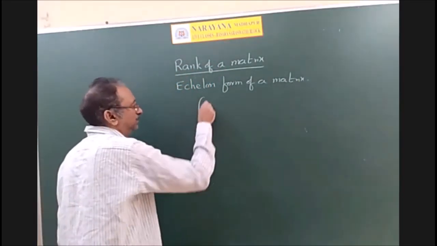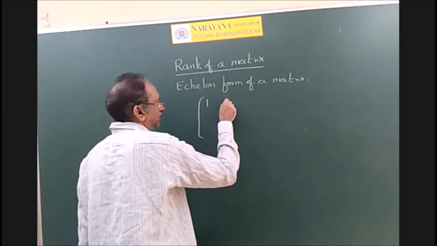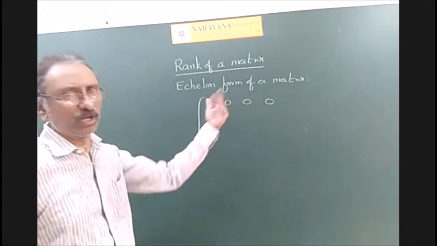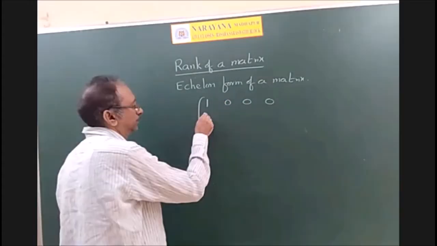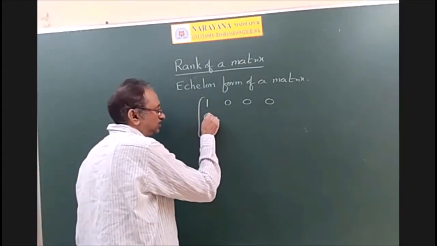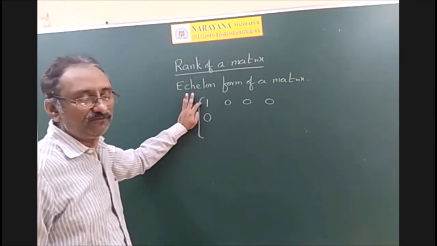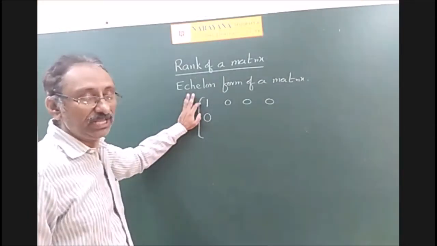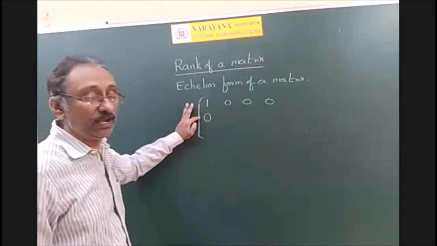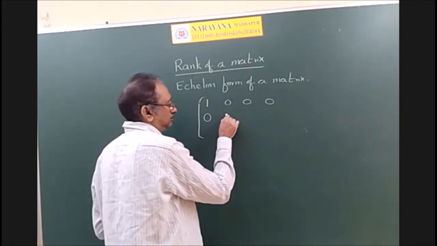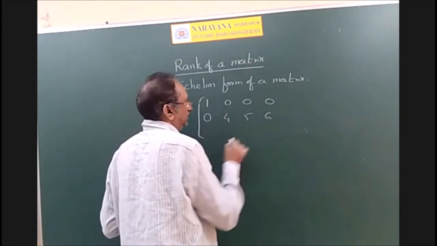The first element must be non-zero, preferably 1, then 1, 0, 0, 0. The rest may be zeros or non-zeros, I don't bother. But there must be at least 1 zero here. Because there is a non-zero here, the number of leading zeros in a row must be less than the number of leading zeros in the next row. So there must be at least 1. So it is 4, 5, 6.